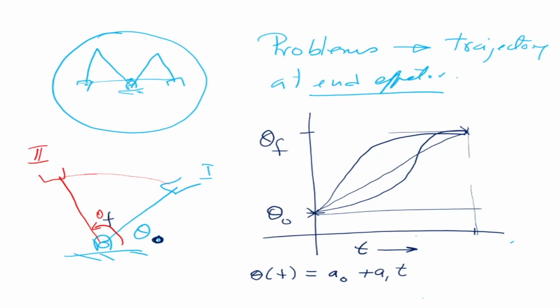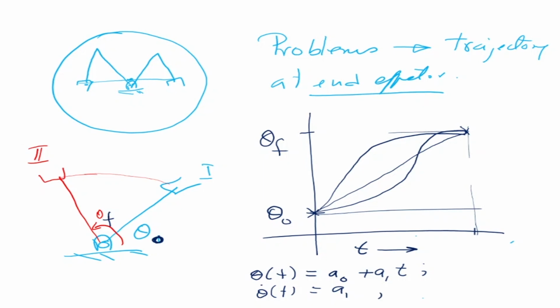Okay, that's a straight line. Do you think it's possible for the manipulator to follow this at the joint level? If you think a little bit, it will become clear that it cannot. Why? Because if I take the derivative of this, a naught is going to become 0, so it will become a1, which means the velocity is constant.